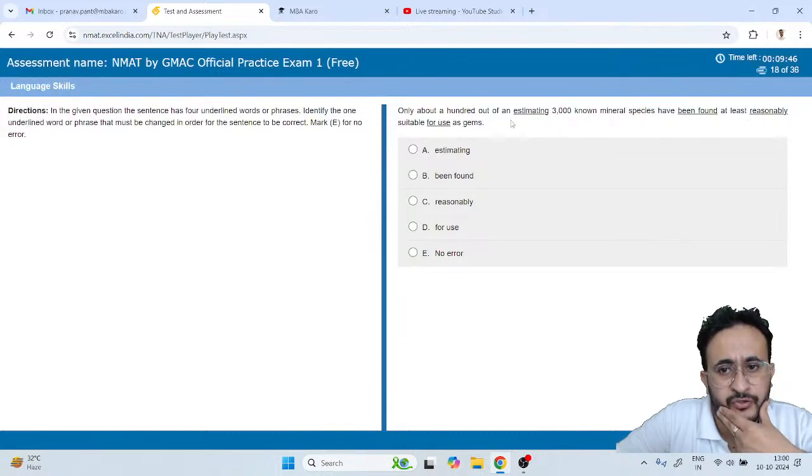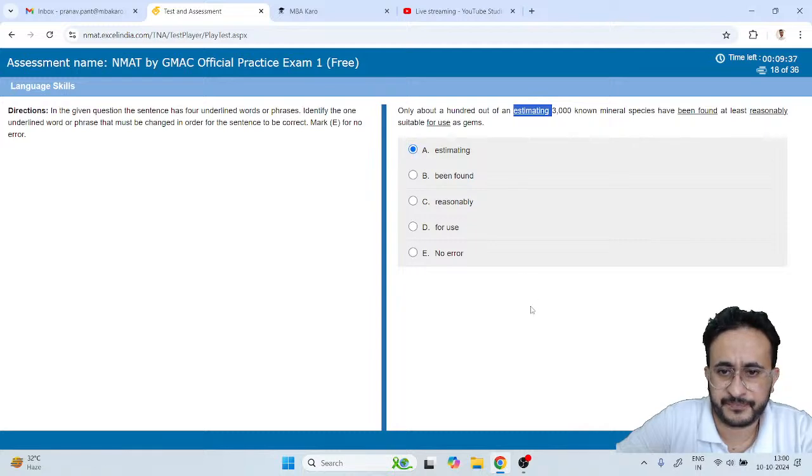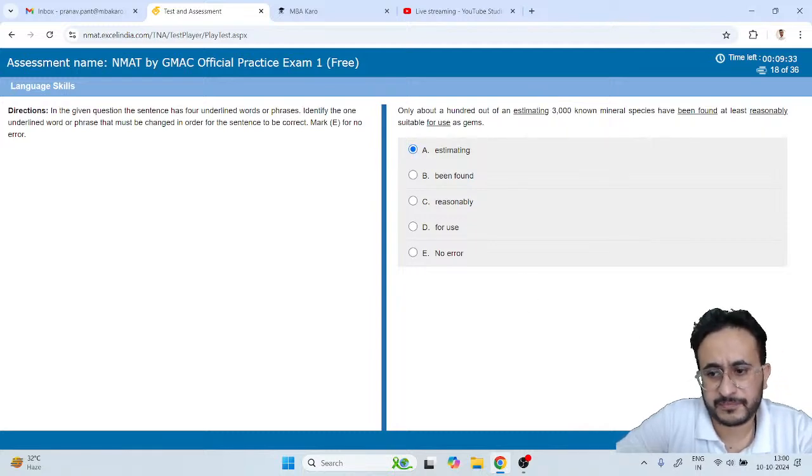Only about 100 out of an estimating 3000 known mineral species have been found at least reasonably suitable for use as gems. "Estimating" should be "estimated". Okay, of an estimated 3000.